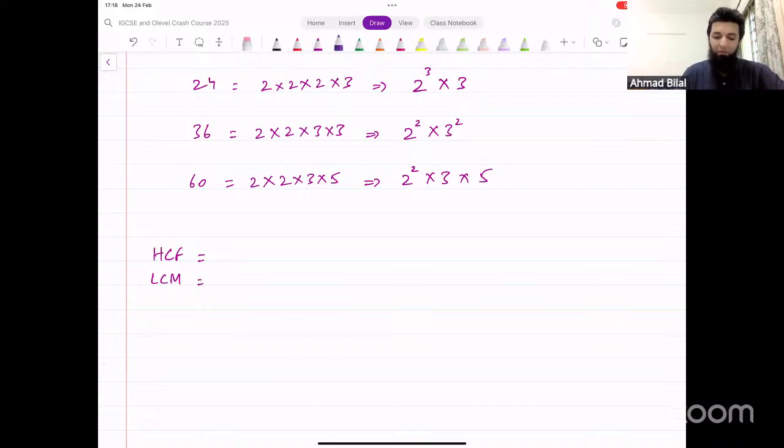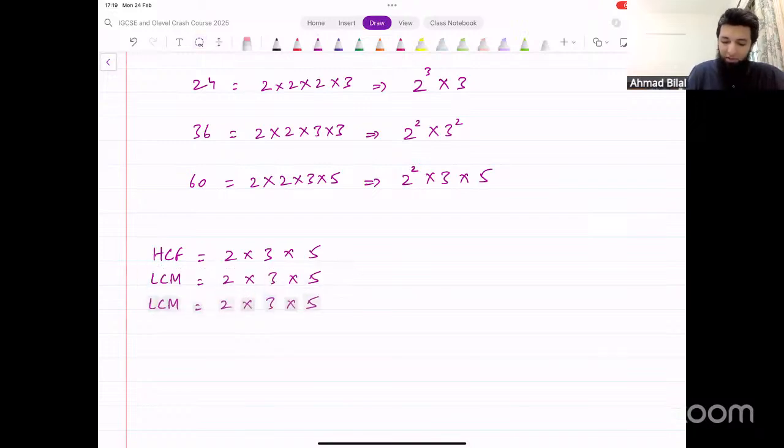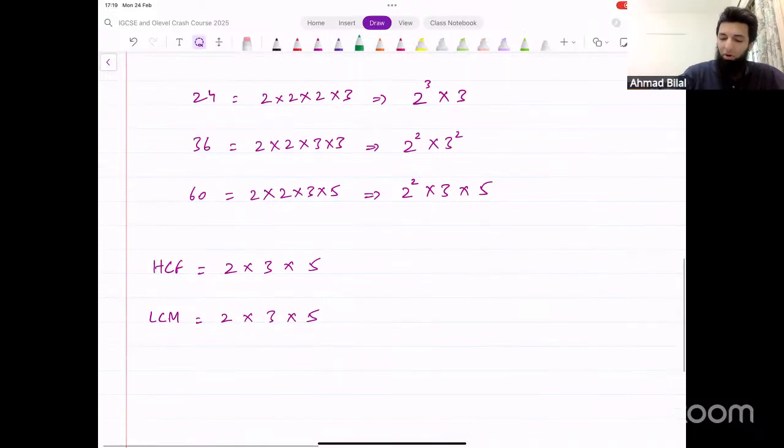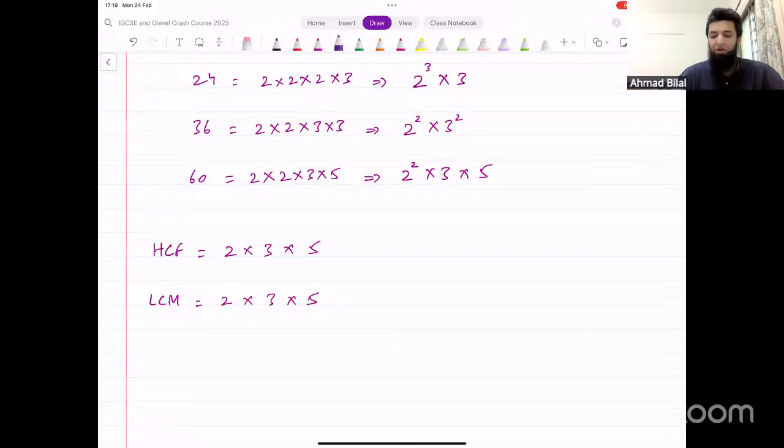Okay, now let's start with HCF first of all. Which prime factors do we have here? We have 2, we've got 3, and we've got 5. These are the three numbers that we have. Let's write them down here. 2, 3, 5. And similarly for LCM, 2, 3, and 5. These are the three prime numbers that we have in all of these prime factorizations, right? Three different numbers are 2, 3, and 5.